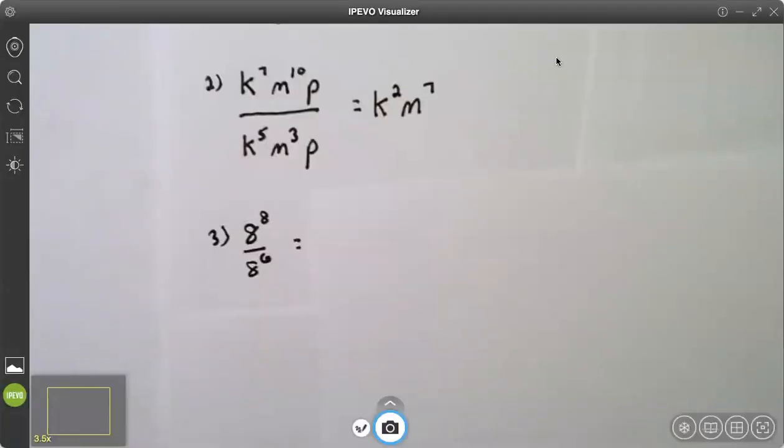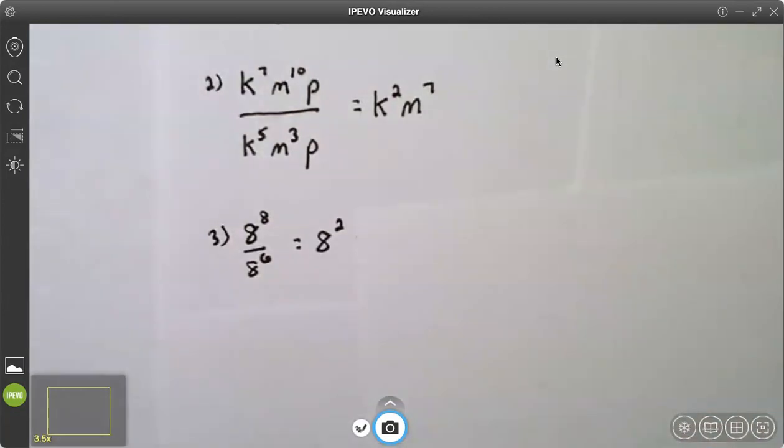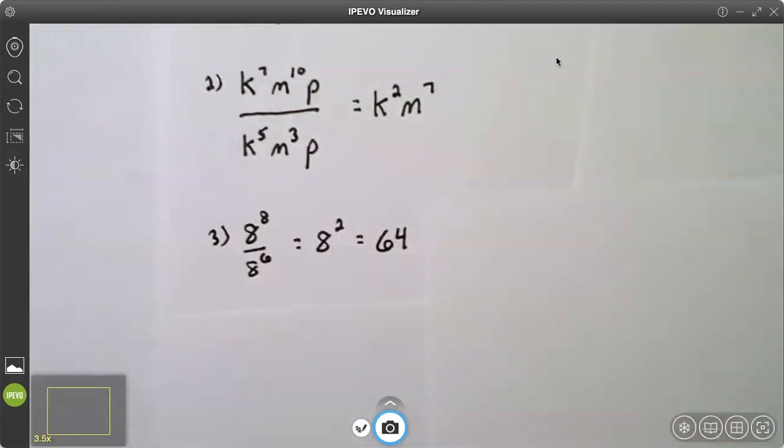Number 3. On number 3, I have a common base of 8, so I can subtract the exponents. 8 minus 6 is 2. And since this is such a small one, the answer on the test may be 64, or it may be 8 squared.